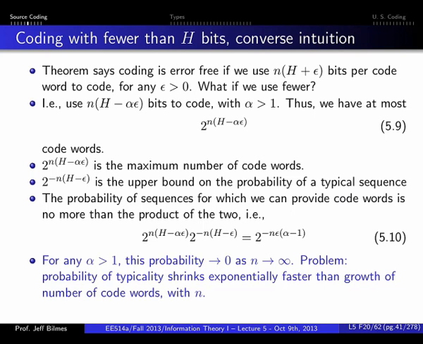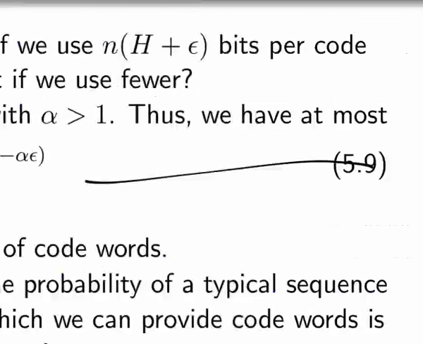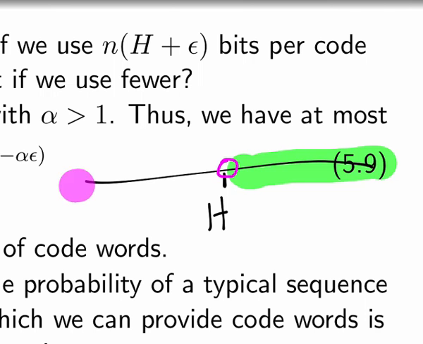And that's for any epsilon greater than 0 and any alpha greater than 1, so that we can make that as close as we want to the entropy. As long as we're coding at a rate greater than the entropy, we can do it, right? What happens right at the entropy? I'm not saying right now. And what happens below the entropy? It's bad.